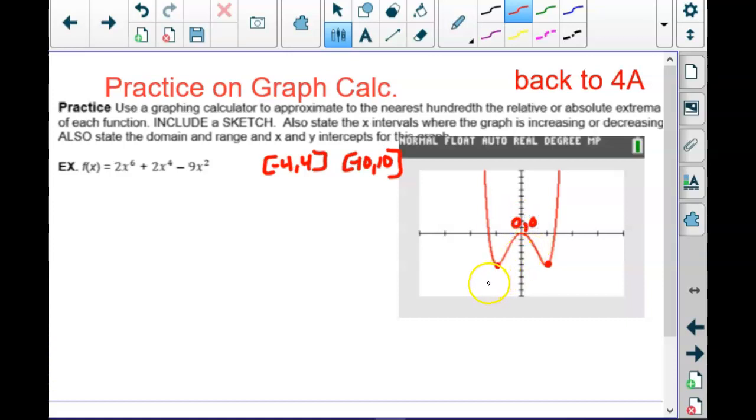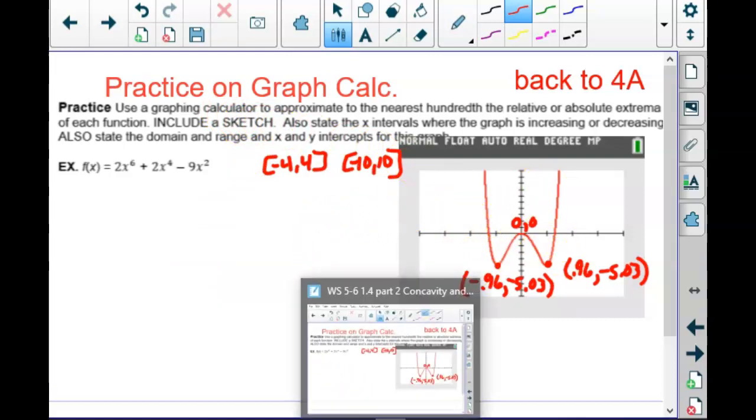Did anybody find this one? Yeah, Elena, what'd you get? 0.96. And then the y value was? And then I'm thinking this one is 0.96, but still -5.03. Does that seem okay with everybody? All right, the directions said we were also supposed to find a bunch of other stuff.